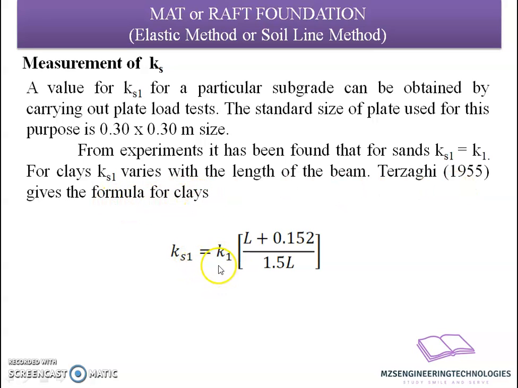Ks1 for that clay soil can be estimated as K1, the basic value given with reference to soil, plus the correction factor, which is given as (L + 0.152) divided by 1.5L. It is given in terms of the length of the foundation, the length of the beam. We are going to consider the foundation as a beam here. So we'll put the length of the foundation here, and based on that, the respective correction will be applied to the K1 prescribed values, the minimum value prescribed to us.